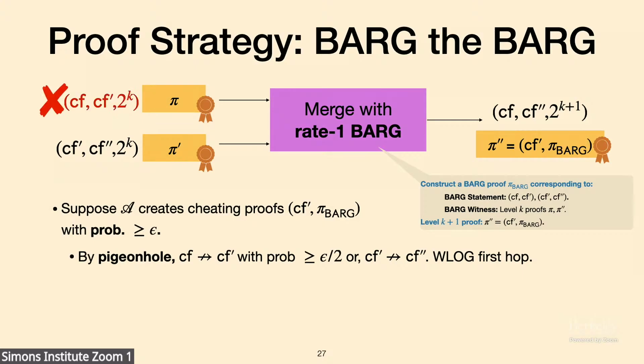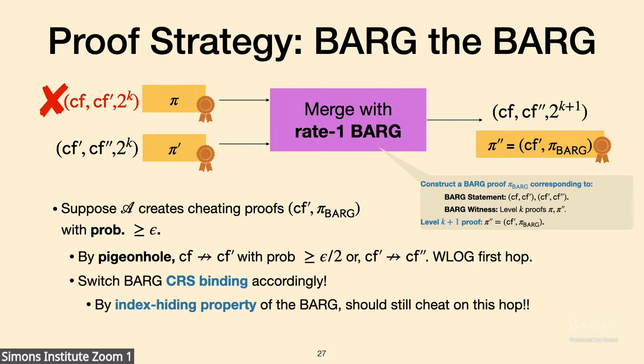There's one side, let's say the first one, that he cheats on with roughly probability epsilon over 2, just by pigeonhole. So now you just switch to CRS binding accordingly, and then you say by the index hiding property, he should still be cheating there with probability epsilon over 2. And then now you can extract and recurse.